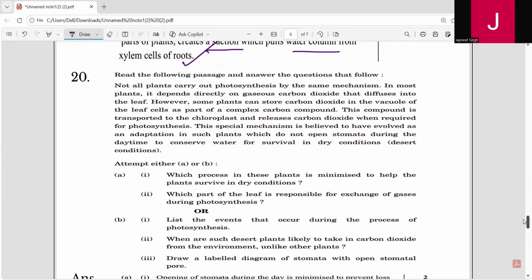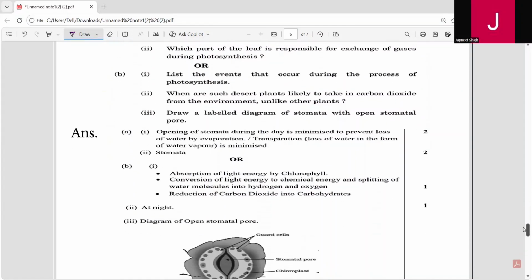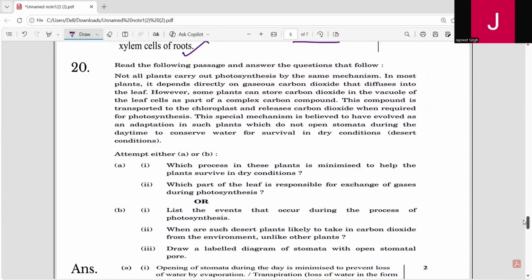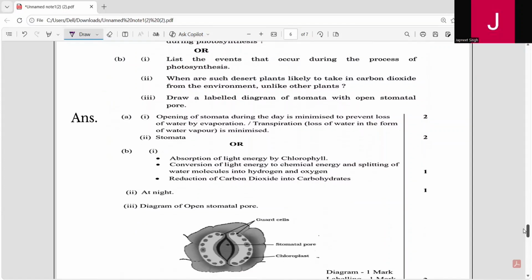Next, there is one case study. You can see it yourself. Pause the video and take the screenshot. If you have any doubt, you can ask.